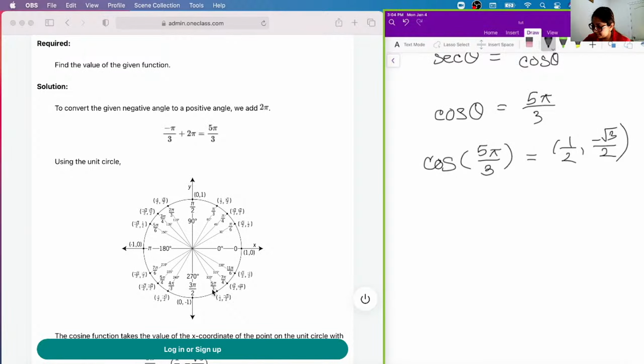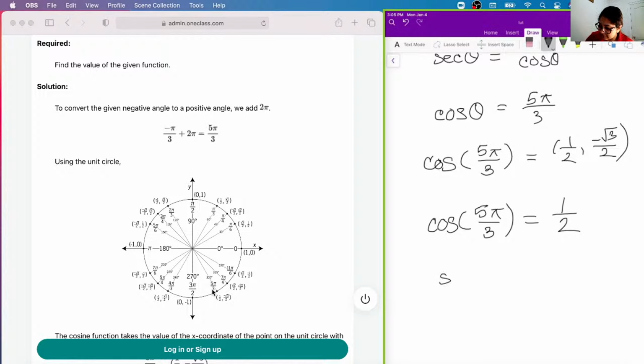And so therefore we could also say, since we are dealing with the x coordinate here, we're always dealing with the x coordinate, so we say that cos 5 pi over 3 is equal to 1/2.